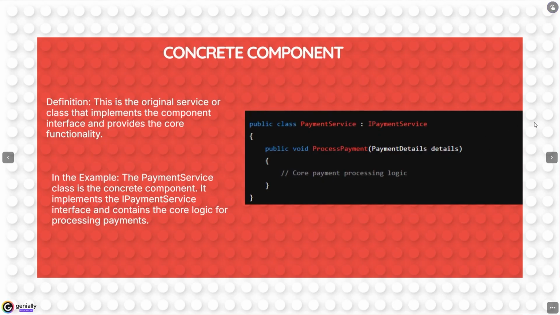So let's take a look at concrete component. This is the original service or class that implements the component interface and provides the core functionality. In the example, the PaymentService class is the concrete component. It implements the IPaymentService interface and contains the core logic for processing payments.